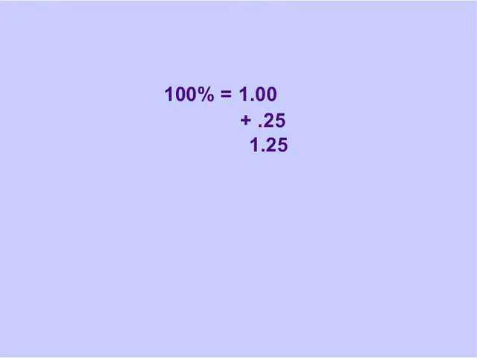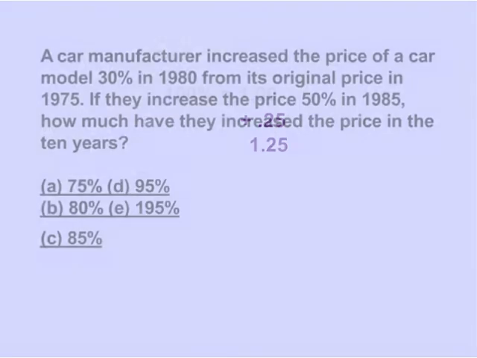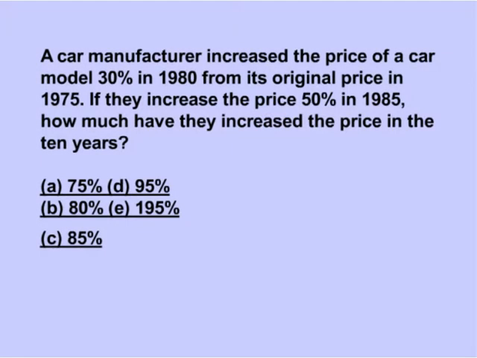I realize you may be saying to yourself, well, why do I need to learn to do it this way? I'm comfortable doing it the other way. Well, there's a good reason. And the good reason is a problem like this. A car manufacturer increased the price of a car 30% in 1980 from its original price in 1975. If they increased the price 50% in 1985, how much did they increase the price in the 10 years?